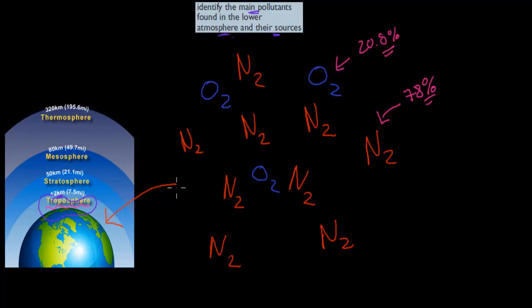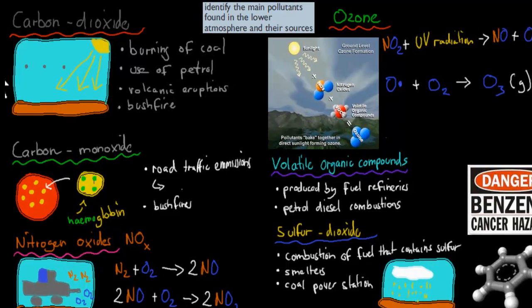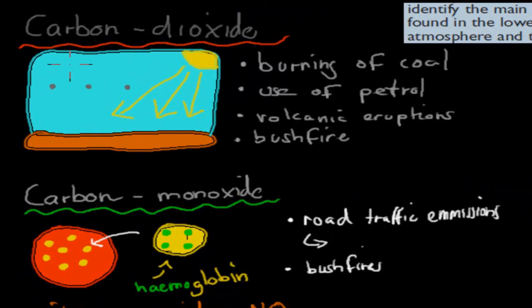We have to talk about some of the other ones, which are present in lesser amounts, but are equally important because they can have quite bad effects on our health and the health of the environment. So I'll mention the first one, and the first one is carbon dioxide. If you remember, the value was roughly 0.034%, if I remember correctly. So really low numbers in terms of percentages.